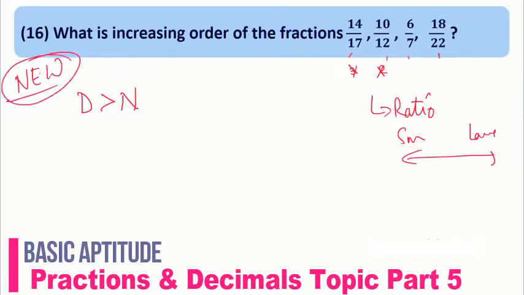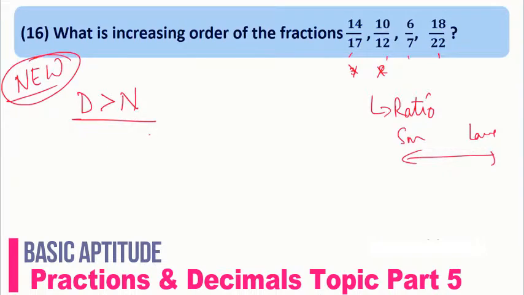Very easy trick this is, right? This is similar to what we learned earlier in the previous sum, but again this is a little bit different, though very easy. We have seen over here that all the denominators are greater than their respective numerators.